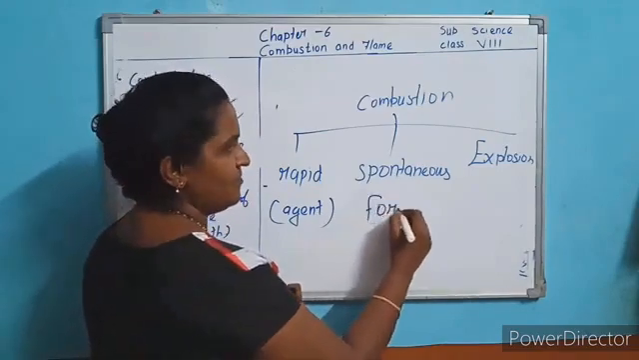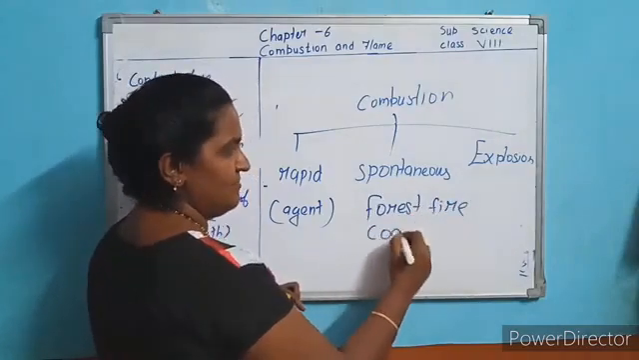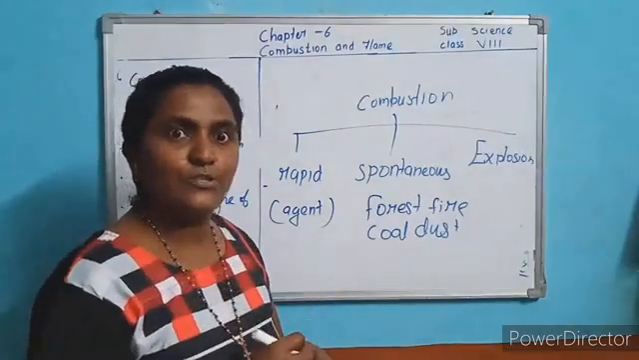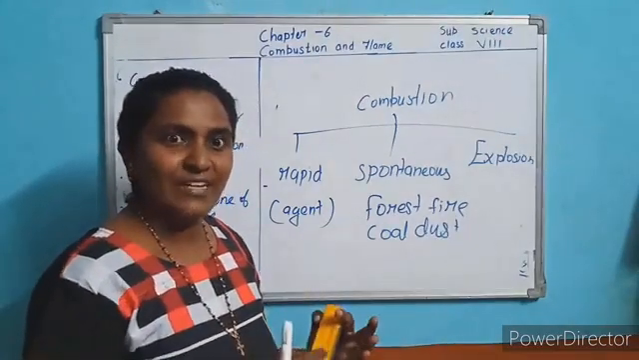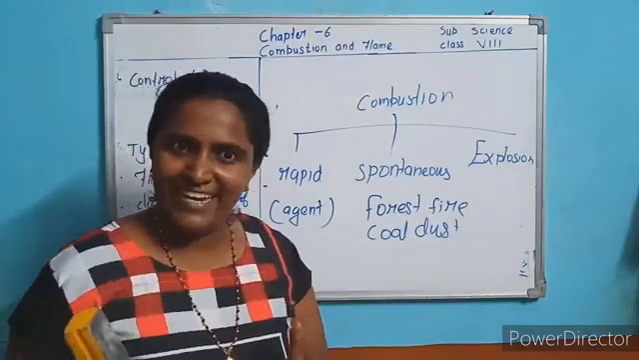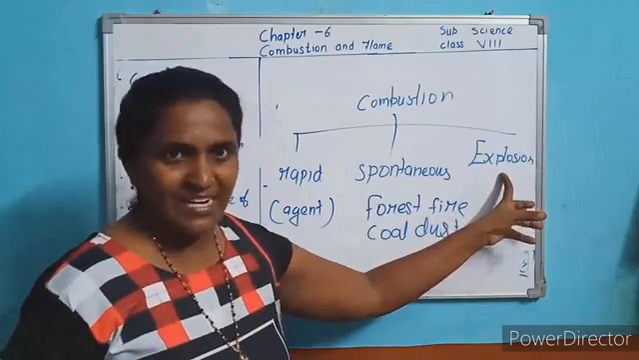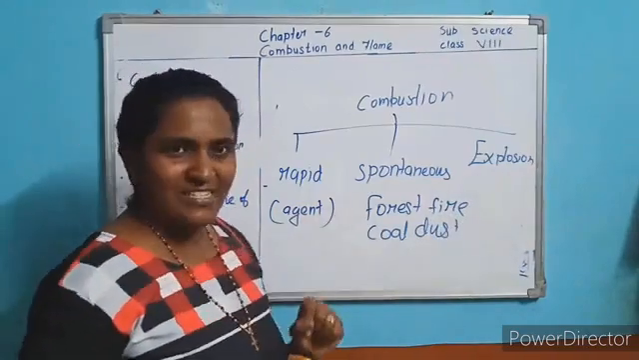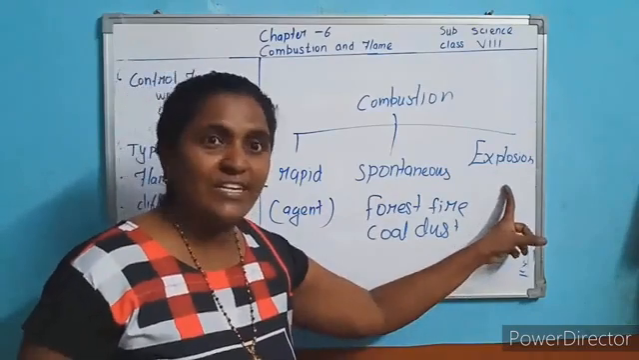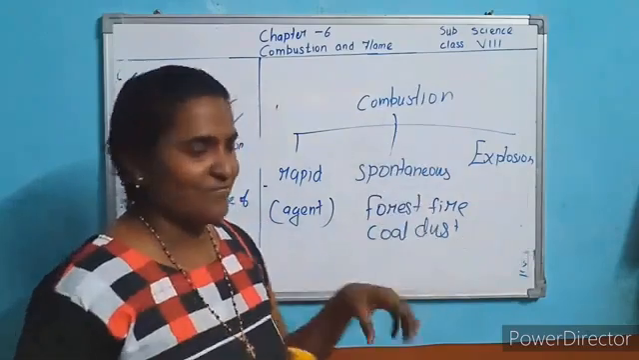An example is forest fire, coal dust. In a coal mine, this fire also occurs due to coal dust without the help of any agent. And an explosion is a combustion in which an agent is involved, and here also heat is produced, and it produces heat and light along with sound.